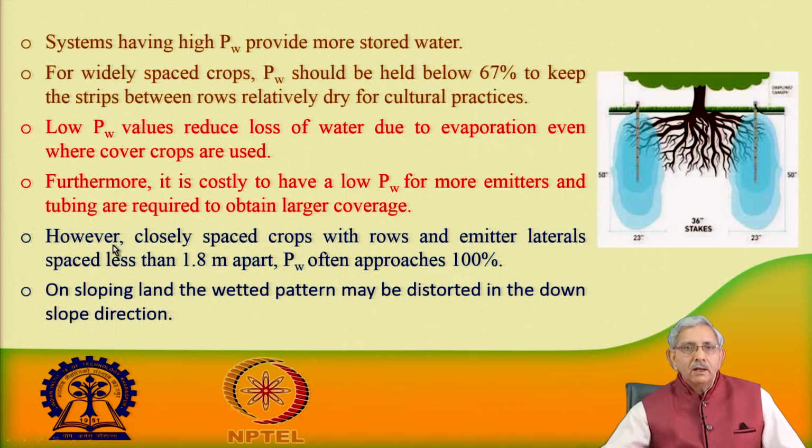laterals less than 1.8 meter, the percentage wetted area approaches 100%. Means when we consider closely spaced crops, say vegetable crops, their wetting is maintained as 100%, and on sloping land the wetting pattern may be distorted due to the effect of the slope.